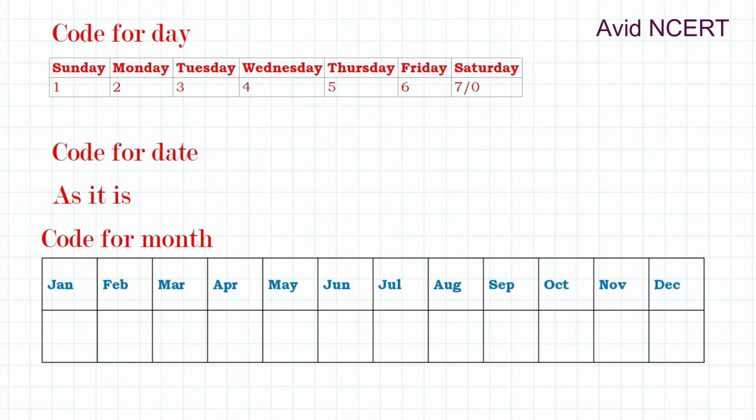Code for month. To easily remember, it is 12 square, which is 144, 5 square 025, 6 square 036, and 12 square plus 2, which is 146.